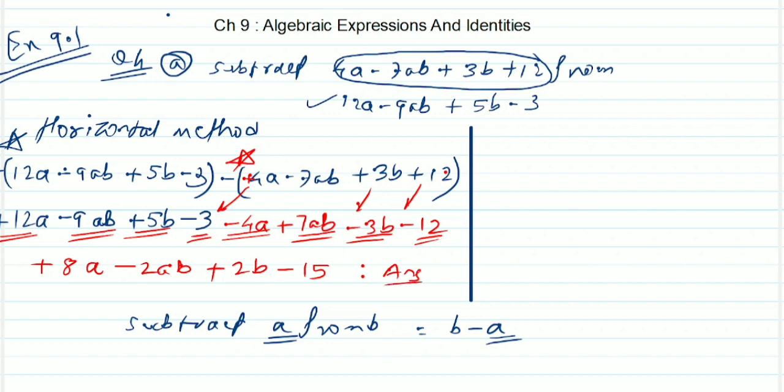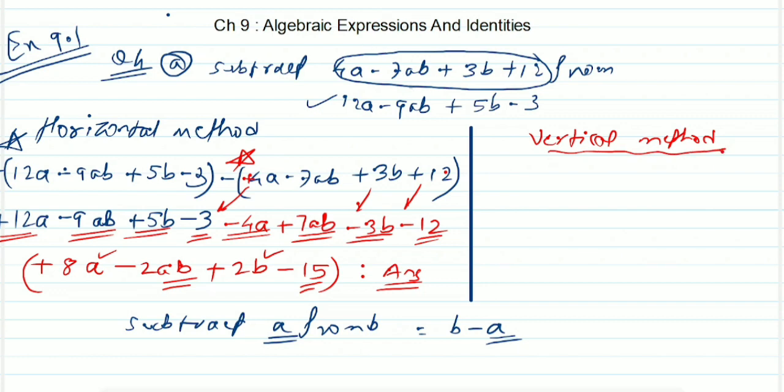We cannot solve this question further because all the terms are unlike. One term contains a, one term contains b, one term contains ab, and one term is a constant. There is no a or b there. This same question we will solve with the vertical method also. This method is also very easy.